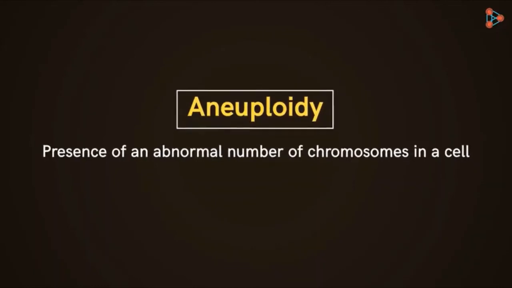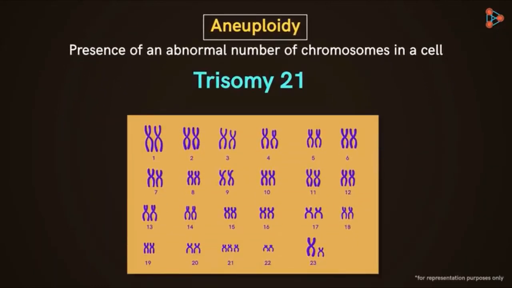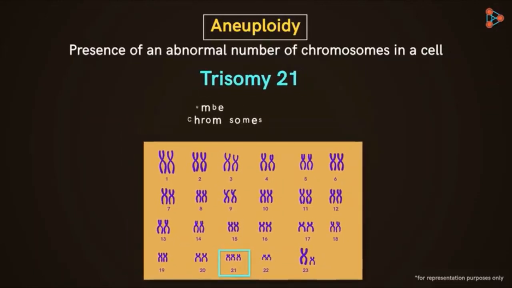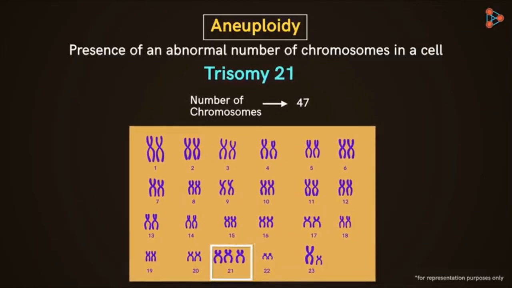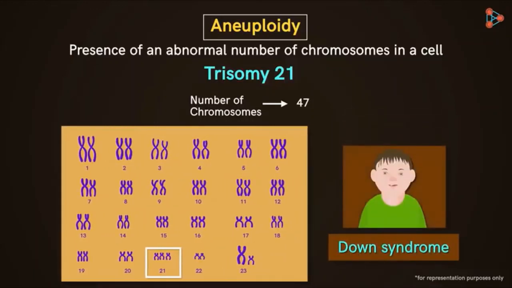So the karyotype of a person with trisomy 21 is an example of aneuploidy. The presence of one additional chromosome in the 21st set gives rise to a total of 47 chromosomes in a person. So instead of a normal 46 chromosomes, this person has an additional chromosome. To be precise, an additional autosome. This case of aneuploidy is called trisomy 21. This is because there are 3 chromosomes instead of 2 in the 21st set. The problem of trisomy 21 leads to a condition called Down syndrome.